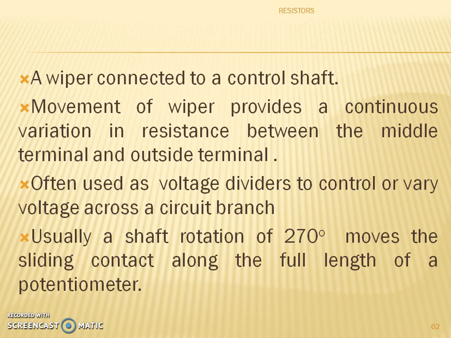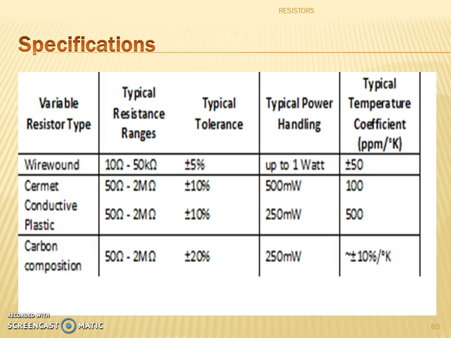Now, a wiper is connected to a control shaft. Movement of the wiper provides a continuous variation in resistance between the middle terminal and the outside terminal. Often used as voltage dividers to vary the voltage across a circuit branch. Usually a shaft rotation of 270 degrees moves the sliding contact along the full length of the potentiometer.